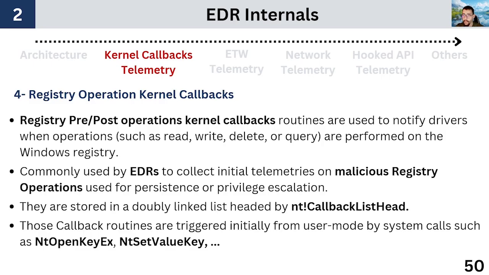These callbacks are stored in a doubly linked list headed by CallbackListHead inside the kernel. Each entry in the list points to a registered callback routine. When a registry operation occurs, the kernel iterates through these lists and invokes each registered callback, passing relevant information about the registry event. Registry operation kernel callbacks are triggered when a registry modification request is made from user mode via system calls such as NtOpenKeyEx or NtSetValueKey.